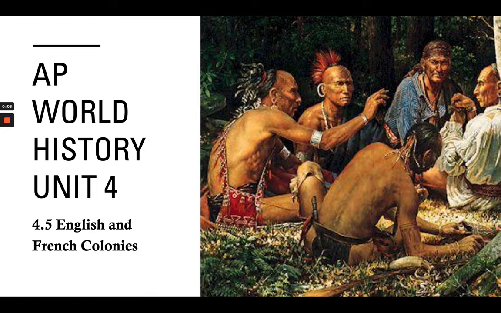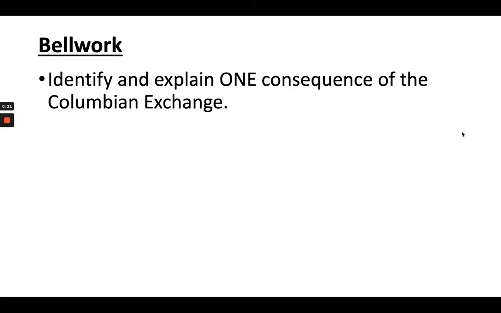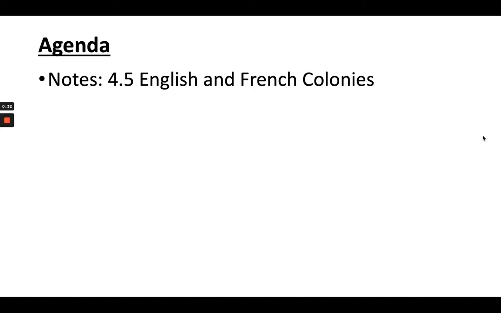Today we are continuing on with our Unit 4 lectures on Oceanic Interconnections. We will be looking at the English and French colonies in the Americas. So I'd like you to identify and explain one consequence of the Columbian Exchange. Our notes today are 4.5 on the English and French colonies in North America.